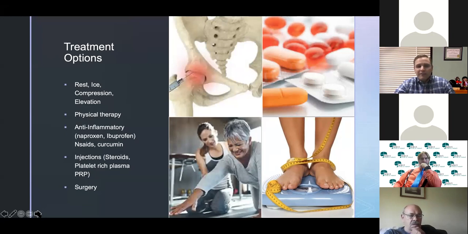Anti-inflammatories like Aleve, ibuprofen, other anti-inflammatories that we can call in like Celebrex or Meloxicam. They're all different options of anti-inflammatories that we can prescribe patients. And that's really just to decrease pain and inflammation. That's their main thing there. There are also some natural anti-inflammatories like curcumin and some other things where people want to try to avoid the prescription anti-inflammatories, and you can try to take supplements as well.